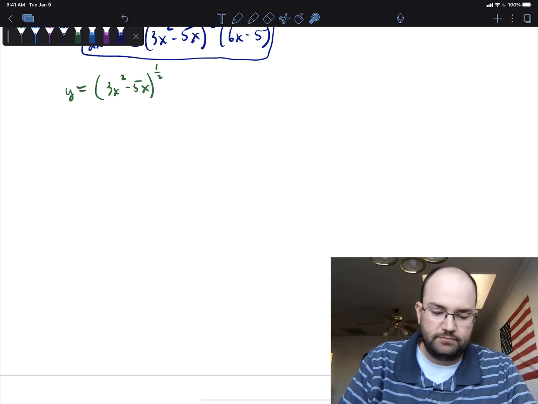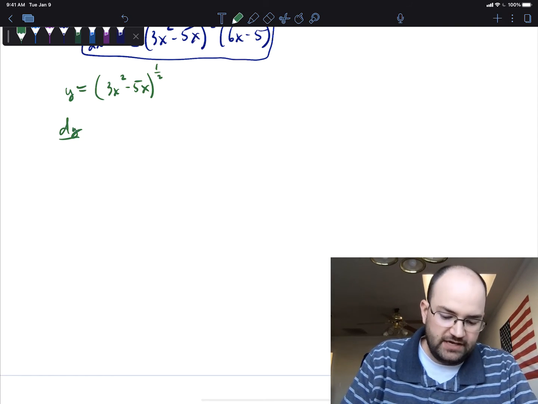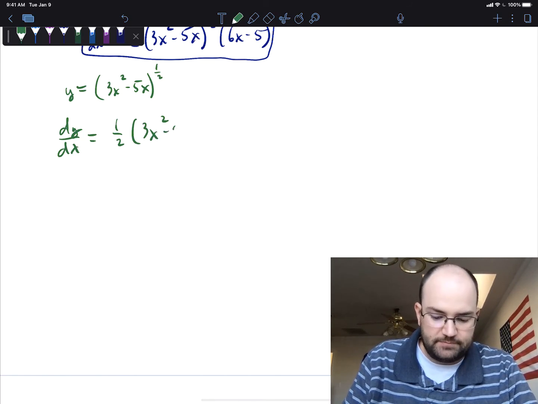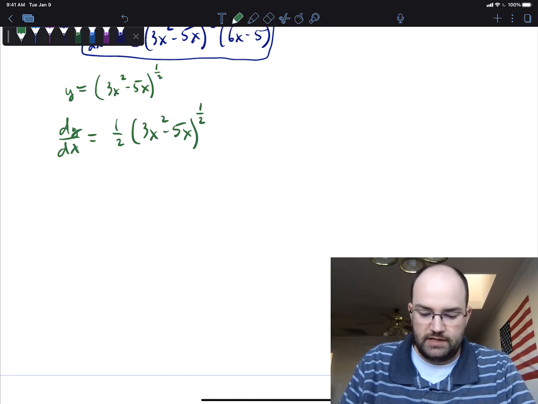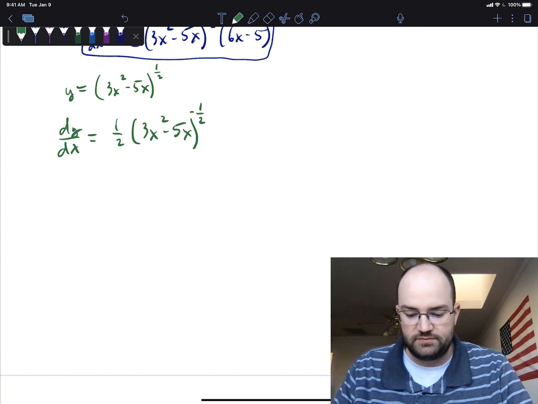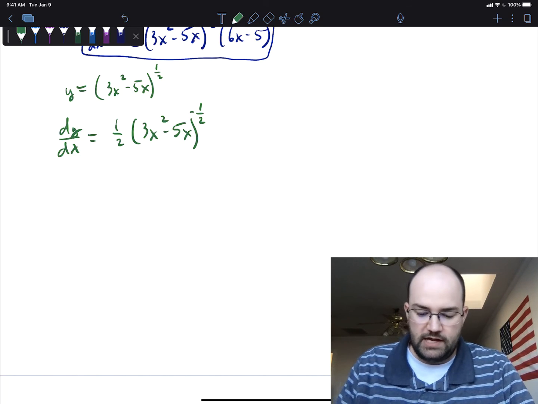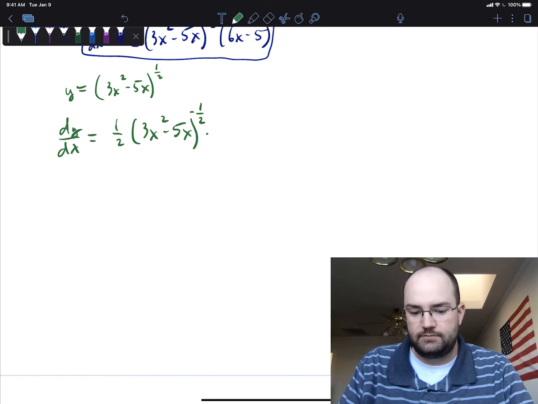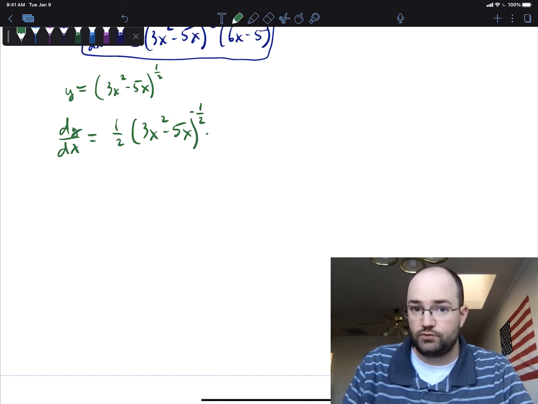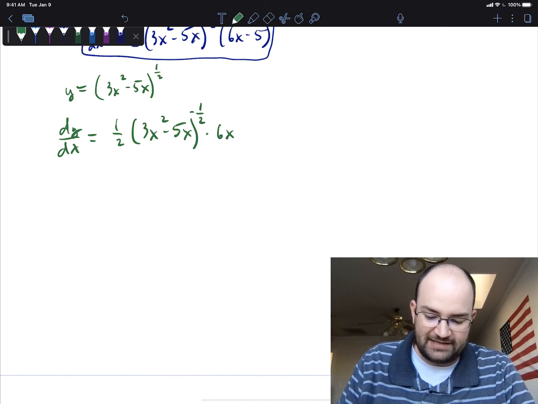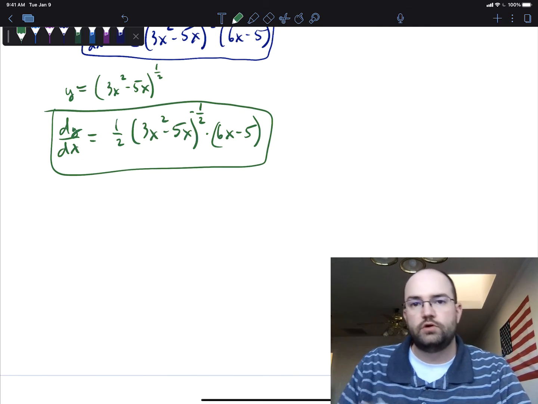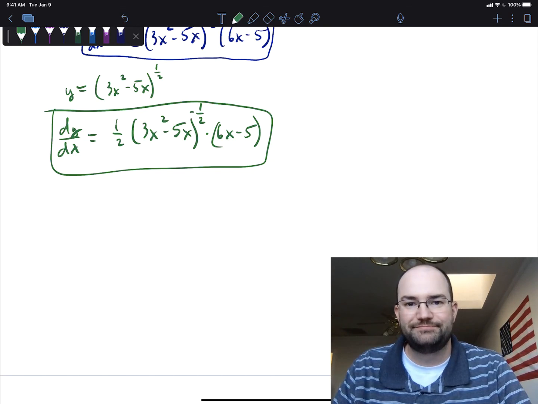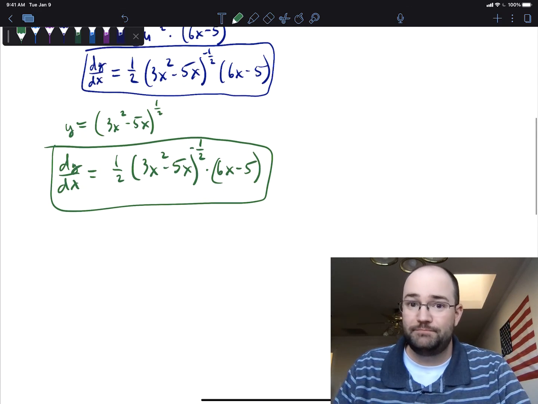So bring the 1/2 down. So dy/dx would equal the 1/2, and then parentheses, just keep this the same. So the inside stays the same. And then subtract 1 from the exponent, so it gives you minus 1/2. And then multiply by the derivative of the inside. And the inside was 3x^2 - 5x, so the derivative of that would be 6x - 5. Oh, look. Exactly the same thing. But much easier.